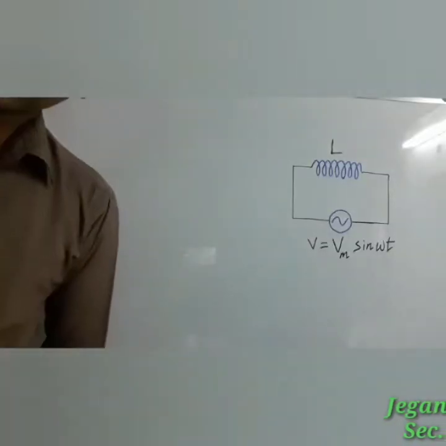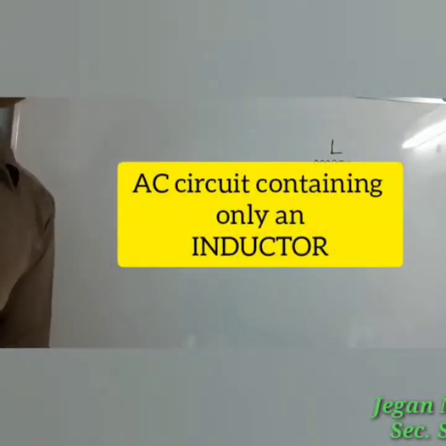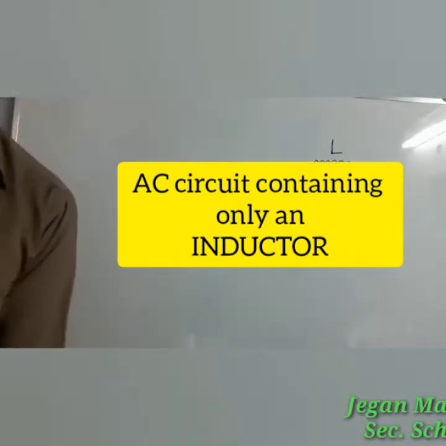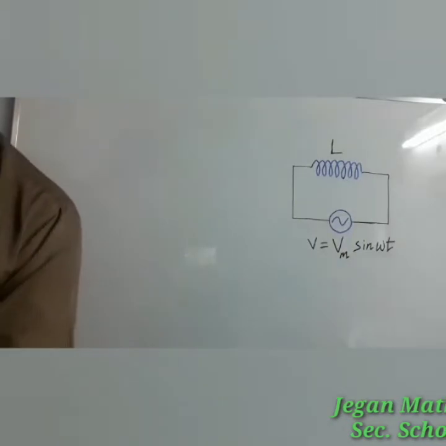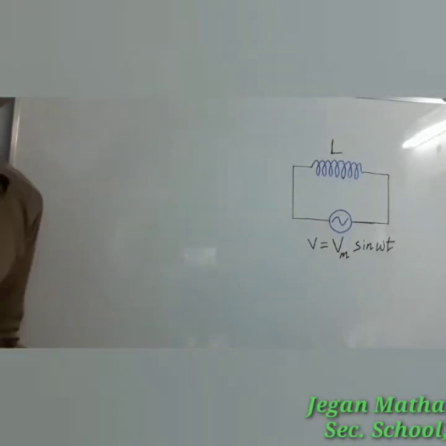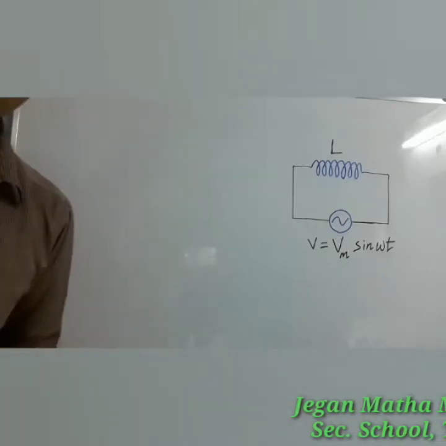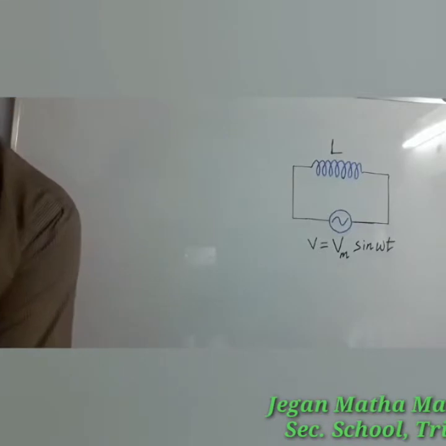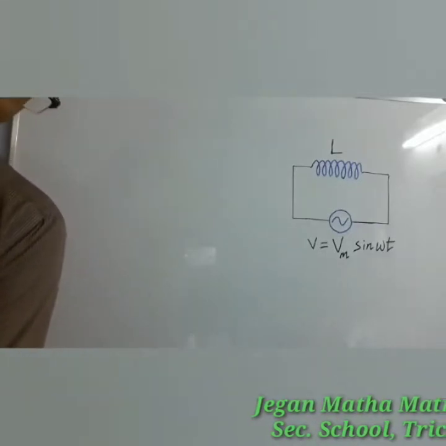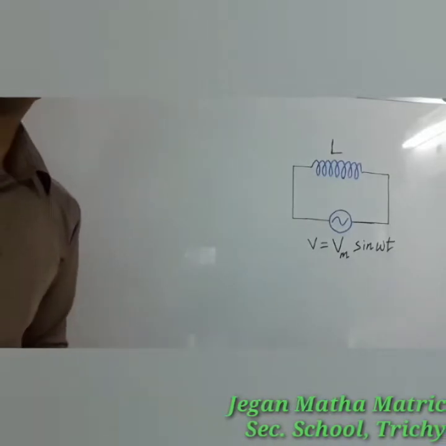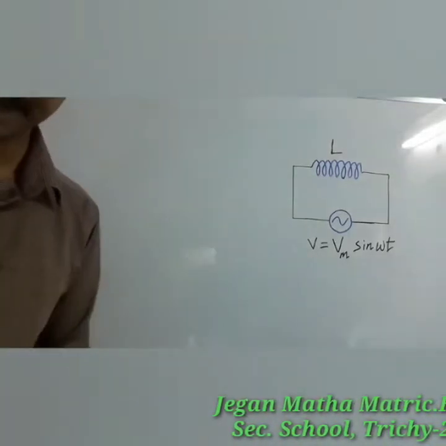Hi students, in this video we are going to discuss the AC circuit containing only an inductor. First of all, I hope you know about the inductor. An inductor is a device used to store energy in a magnetic field when an electric current flows through it. Coils, solenoids, and toroids are examples of inductors.